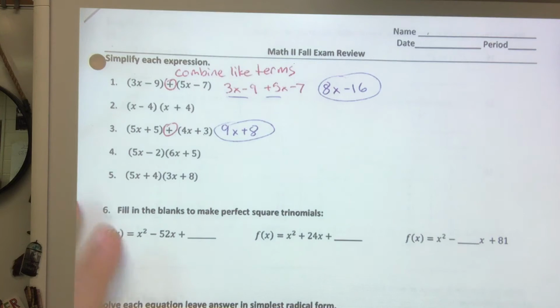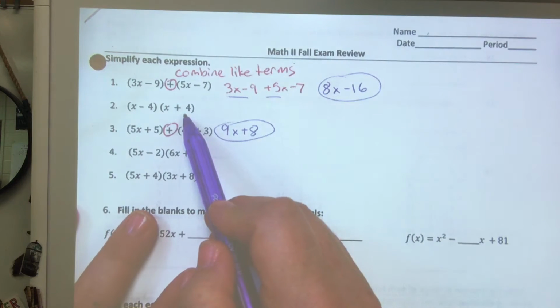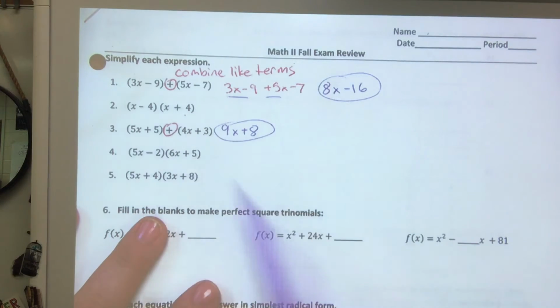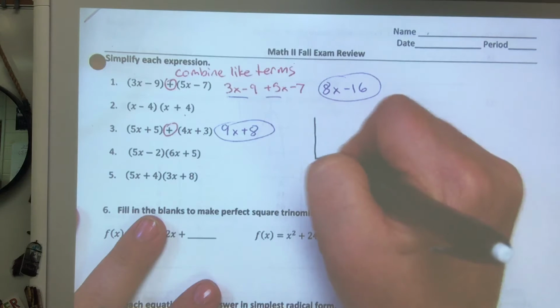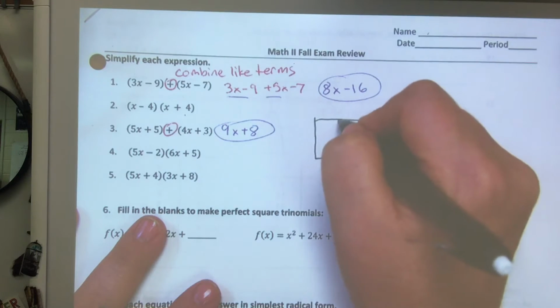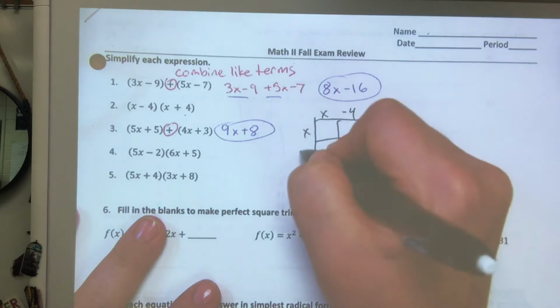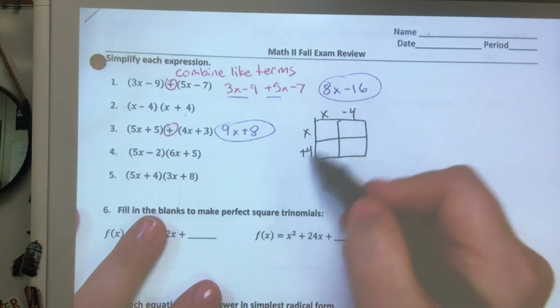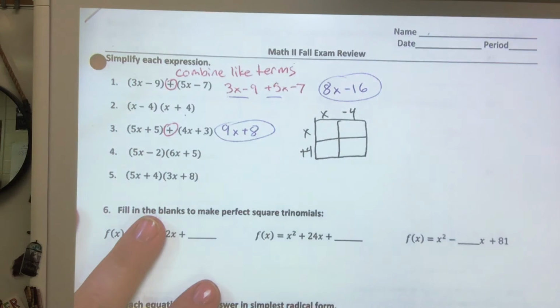For number 2, I'm only going to do one example. I'm going to use the box method for number 2. I would have a box 2 by 2, and I could put x minus 4 and x plus 4. Doesn't matter which side has which as far as the plus and the minus. And then I multiply to get my answer from on the inside.